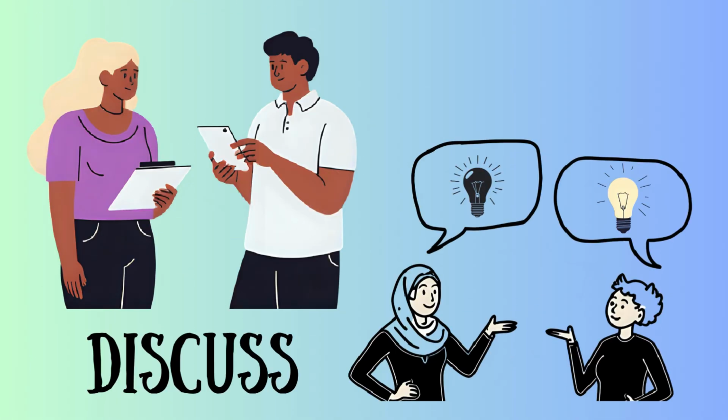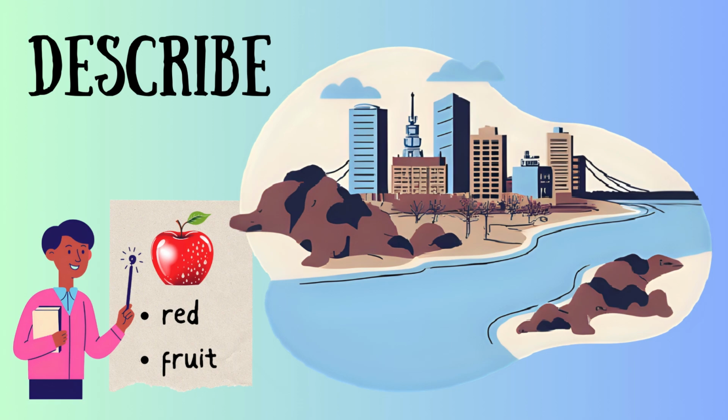Next, they discuss the events with the class, sharing ideas and opinions. Finally, they describe the events by giving details, such as the city is near the river.